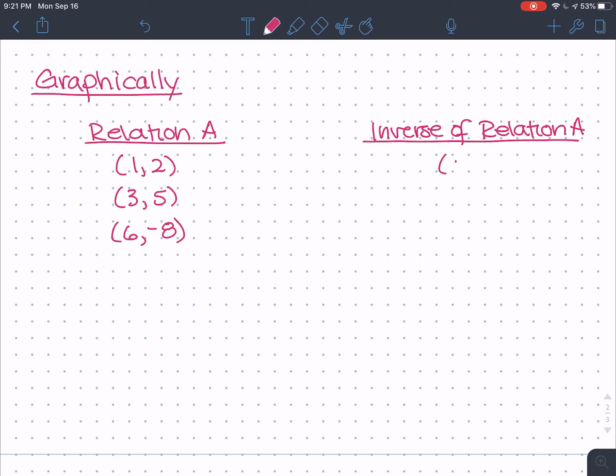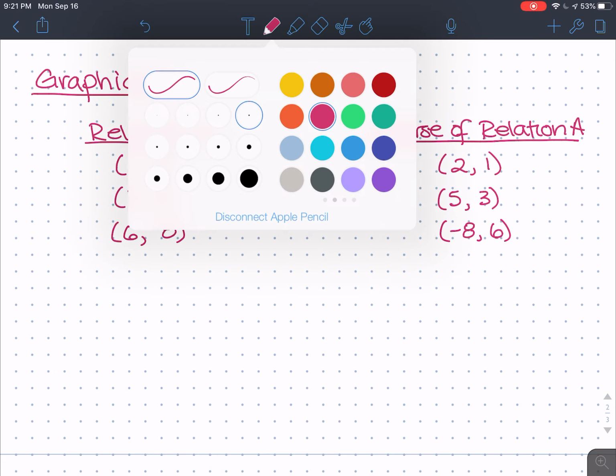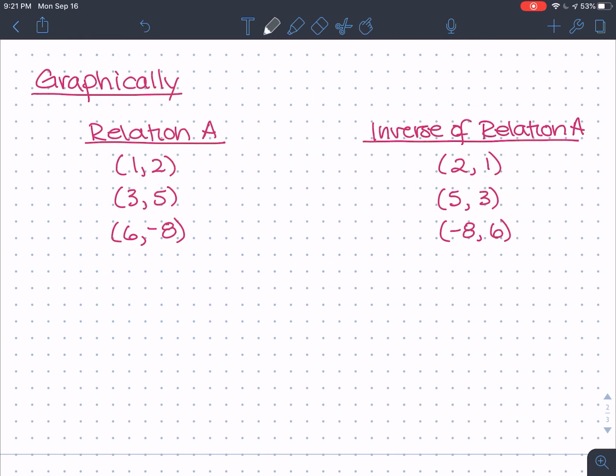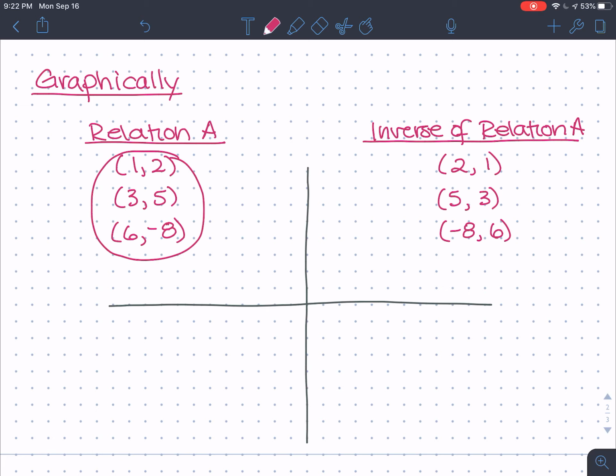Instead of the point 1, 2, you now have the point 2, 1. Instead of the point 3, 5, you now have the point 5, 3. Instead of the point 6, -8, you now have -8, 6. Like, that's literally all you do. It can't get much easier than that. If I were to graph these, hopefully I'll have enough room. Ooh, I think I'm just going to make it. Okay. I'm going to graph these in this pink color.